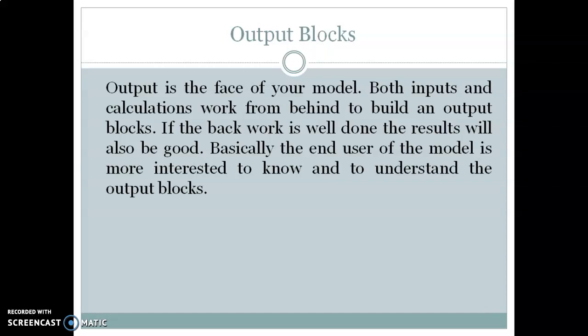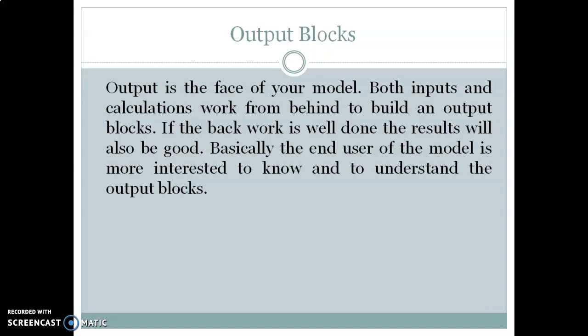Output is the face of your model, right? So both inputs and calculations work from behind to build the output blocks. If the back work is well done, the result will also be good. Basically, the end users of the model are more interested to know and to understand the output block.